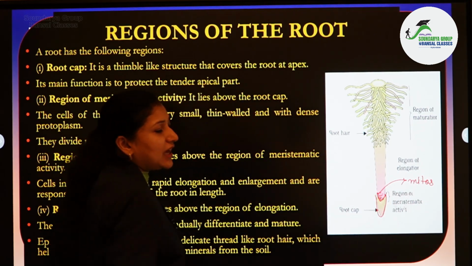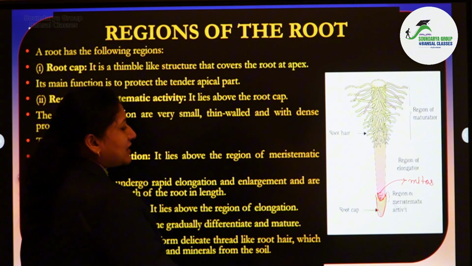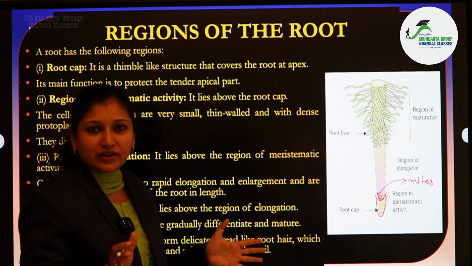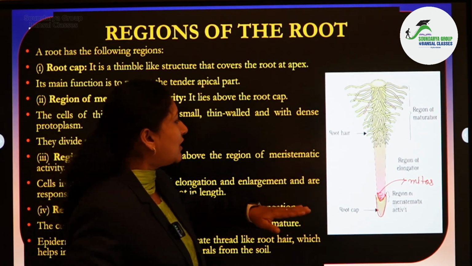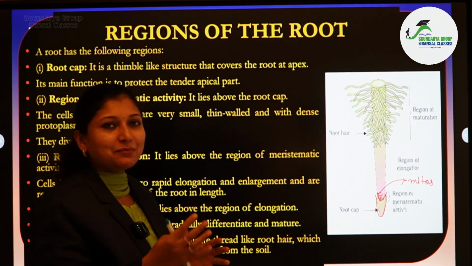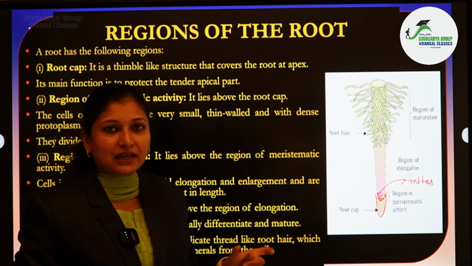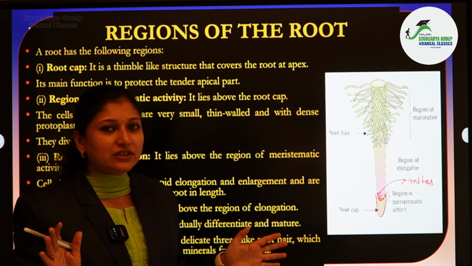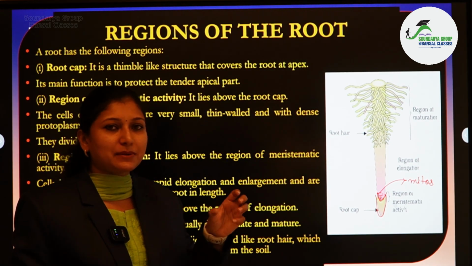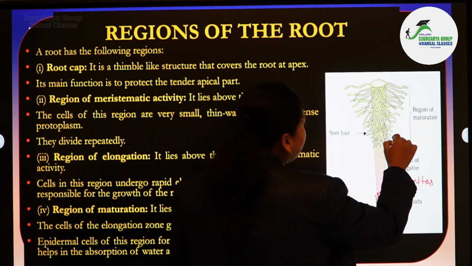In this region, we have many fast-growing cells which are smaller in size. Just above that, the cells elongate in size, so that is known as the region of elongation. Next to that, we have the region of maturation, where cells start maturing and differentiating. They are no more meristematic. They lose their capacity to divide further and are differentiated into some specific tissue. So this is known as the region of maturation.